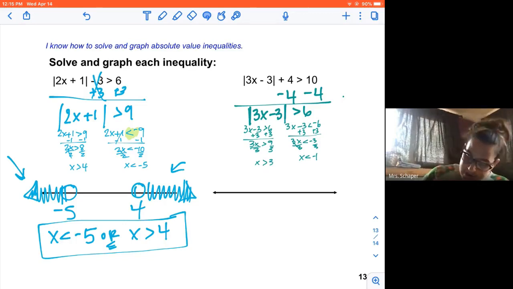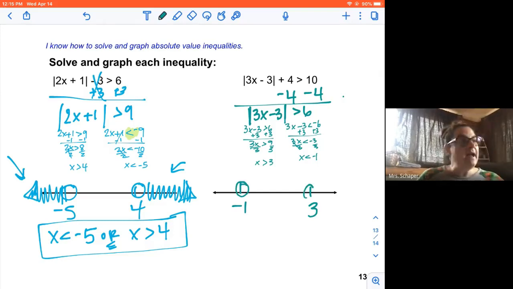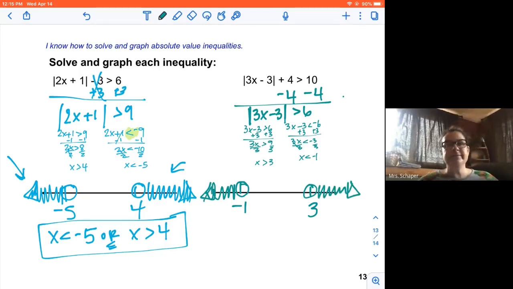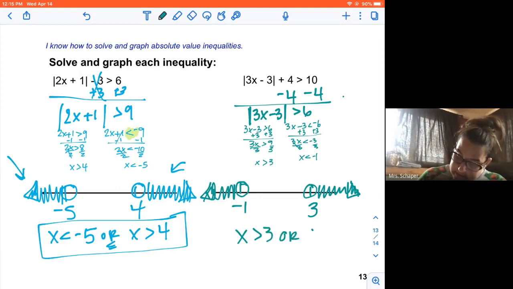All right, lesser number to the left. Greater number to the right. In this case, they're both open dots. x is less than negative 1, shades to the left. x is more than 3, shades to the right. It's an or statement. So when I write my answer out, x is more than 3 or x is less than negative 1.